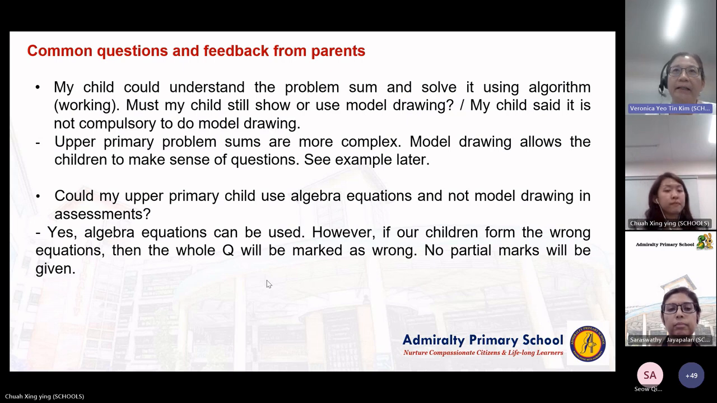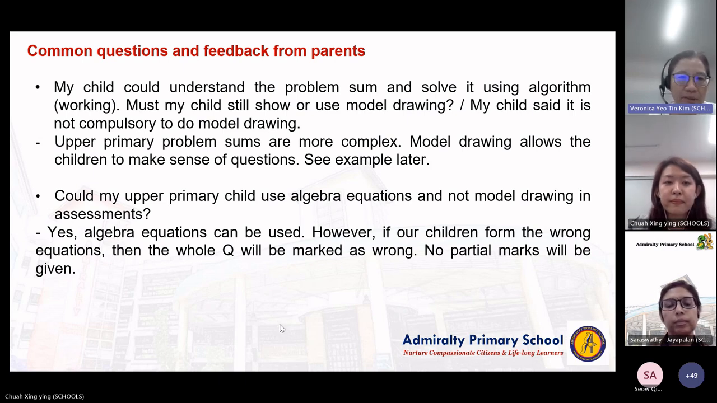So model drawing, before we carry on with the progression of model drawing, these are some of the very common feedback I have heard from parents for many, many years. Some of the common questions will be like, my child can do problem sums. My child is very good with the language. My child looks at the question and already knows how to solve it. Why is my child made to do the model drawing? Is it a must to do model drawing? My child said it is not compulsory to do model drawing.